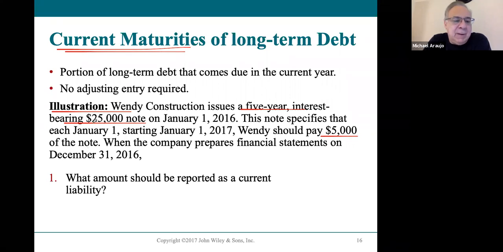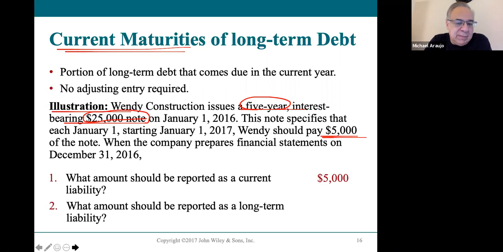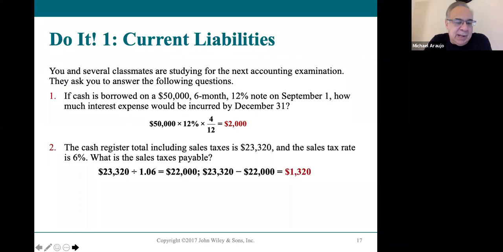Okay. So of the $25,000, that is a lot. Clearly, it's a 5-year note, so it's a long-term debt. However, the payment that's due this year, $5,000, is technically a current liability. The other $20,000 is still a long-term liability. So that's another something that you need to remember here. Okay. So not much going on there.